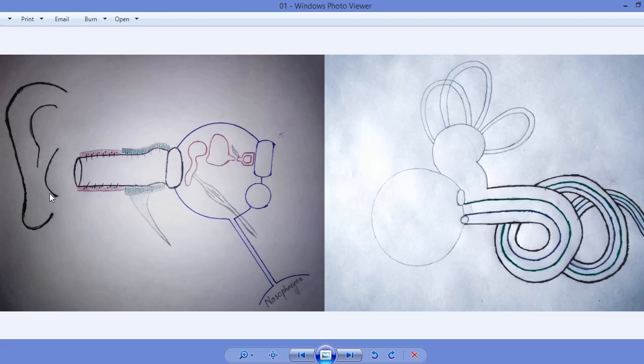The sound waves come across the concha of the external ear, go through the external acoustic meatus and strike the tympanic membrane. The tympanic membrane starts vibrating and the vibration is transferred to the malleus. From the malleus, the vibration is transferred to the incus, from the incus to the stapes, and from the stapes to the oval window. After that, the oval window transfers the vibration to the internal ear.